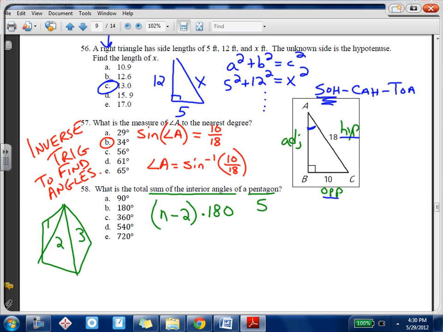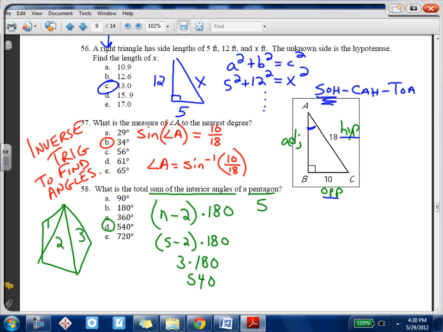So the formula, n is the number of sides, so we plug it in. So it's 5 minus 2 times 180. 5 minus 2 gives you 3. 3 times 180 is 540. Answer is D.